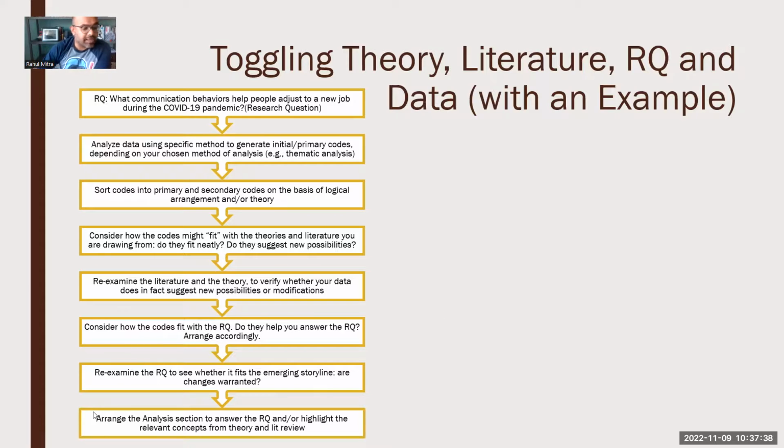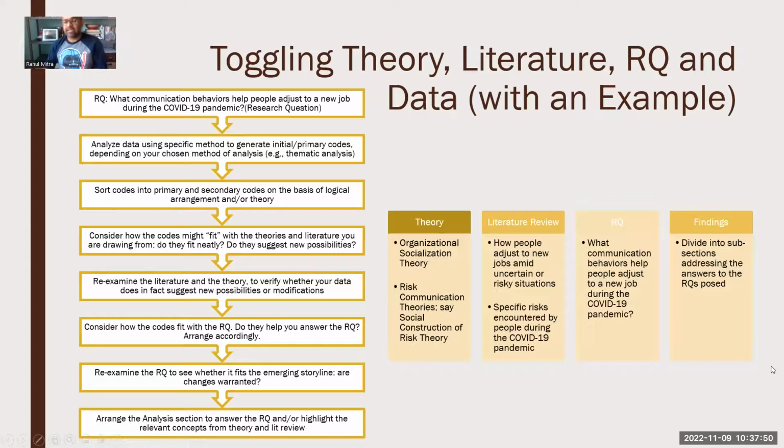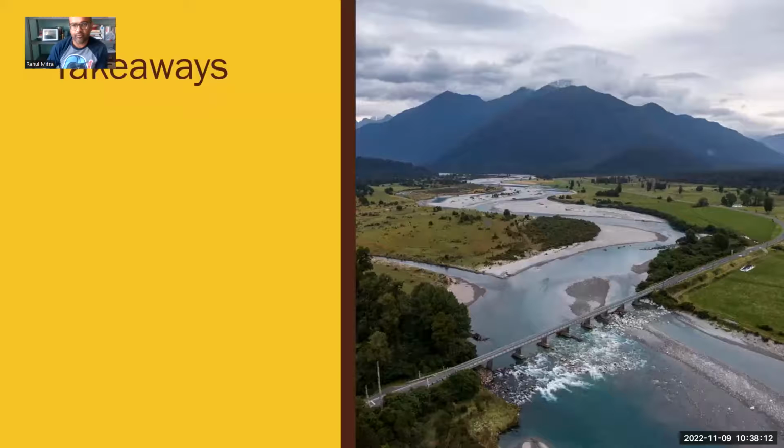Finally, again, you want to arrange the analysis section, like I said before, to answer the research question and or to highlight relevant concepts from the theory and the literature review. So basically, we're adding one more panel over here to our previous diagram, where in your finding section, you want to divide your finding section into subsections with subheadings that are really addressing the answers to the research questions that you've asked before.